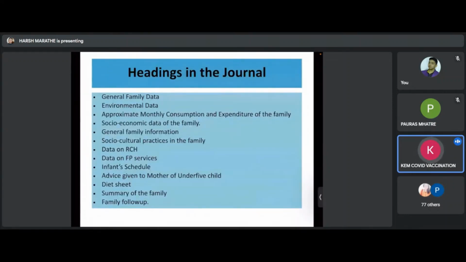So it is very important to follow up the family where the referral is actually done, and to see how the patient is progressing. So the family follow-up is very important. Next, please.